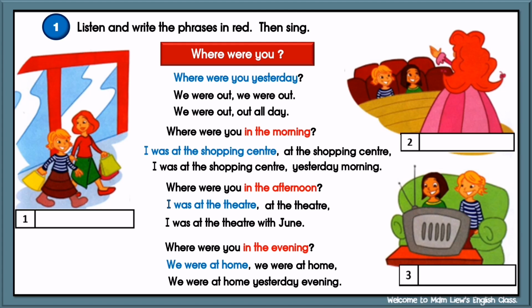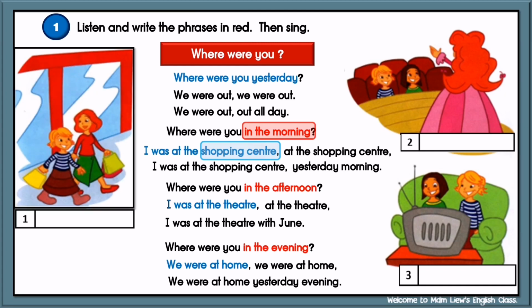Children, have you finished writing the phrases in the boxes? Let's check. 1. Where were you in the morning? I was at the shopping center. Let's find out which picture is at the shopping center. Yes, number 1. So, right here, number 1, in the morning. 2. Where were you in the afternoon? I was at the theater.